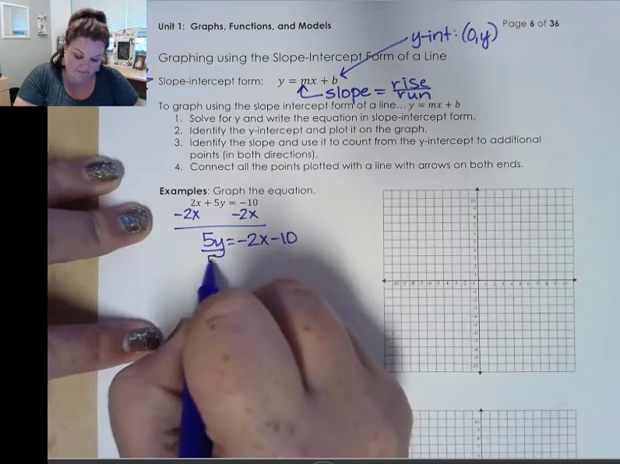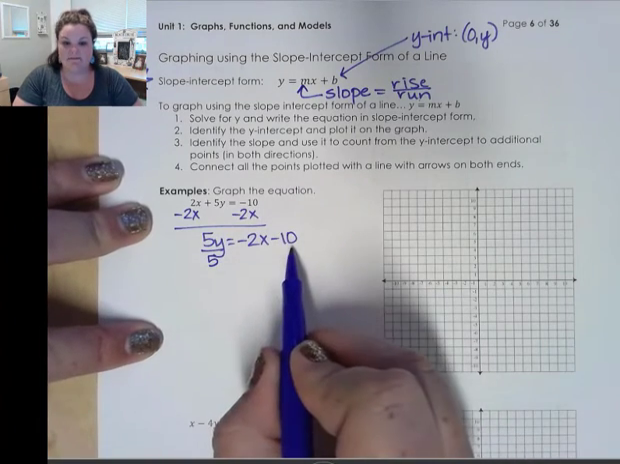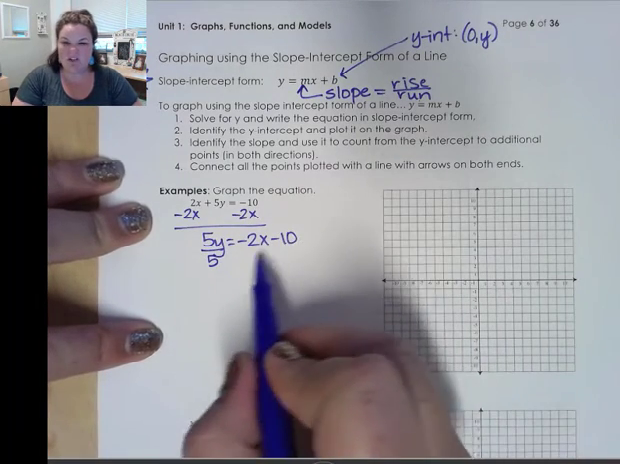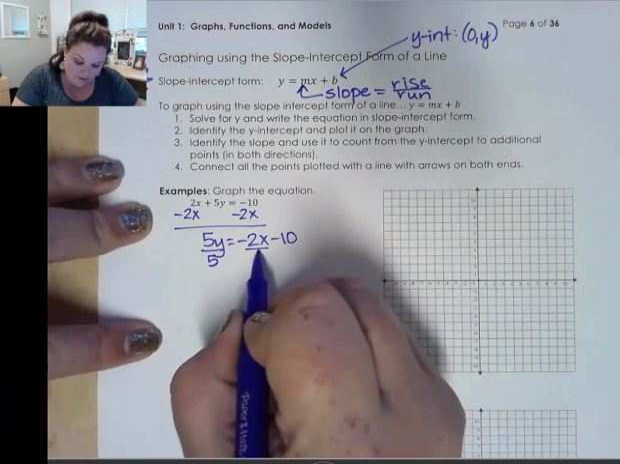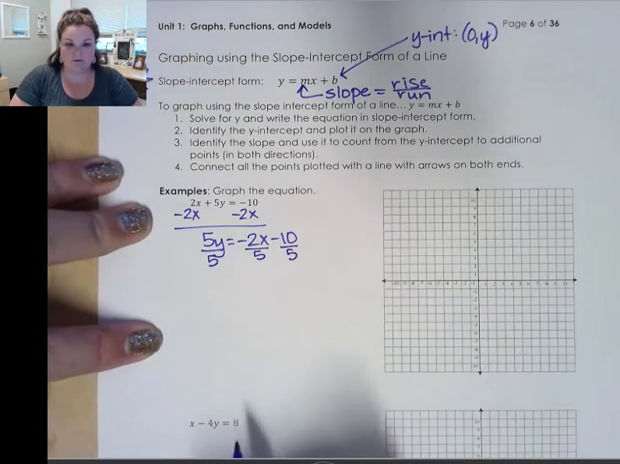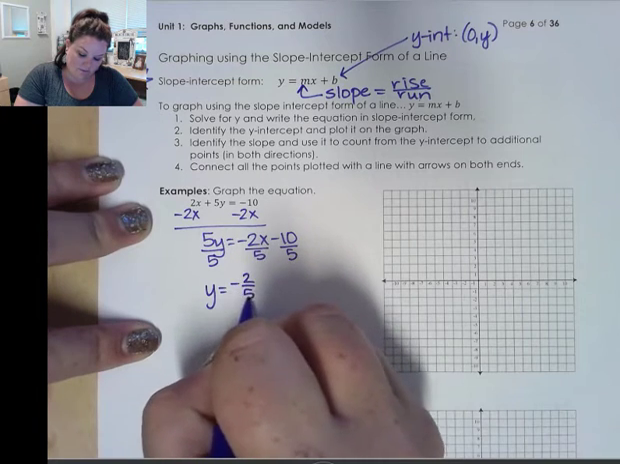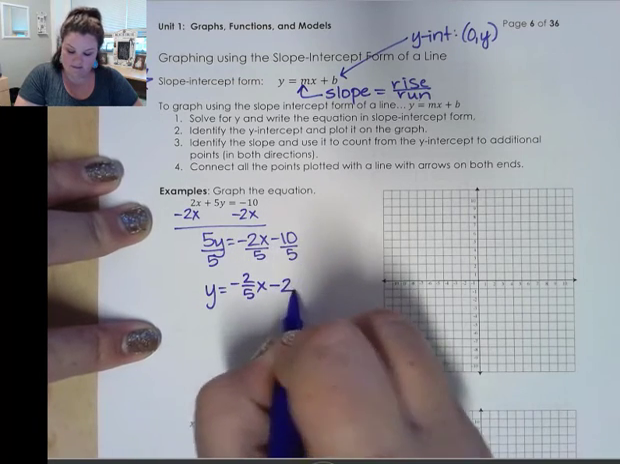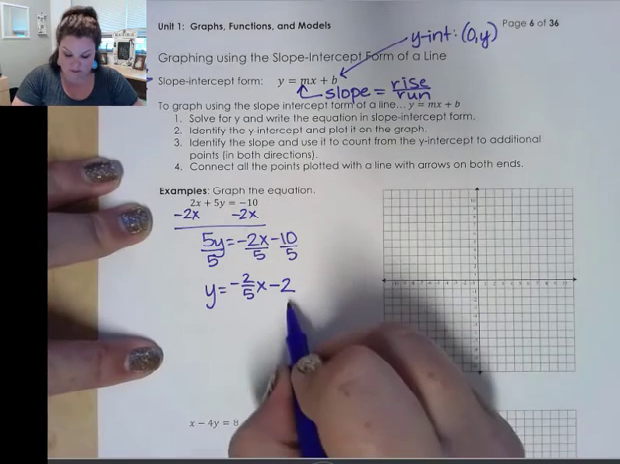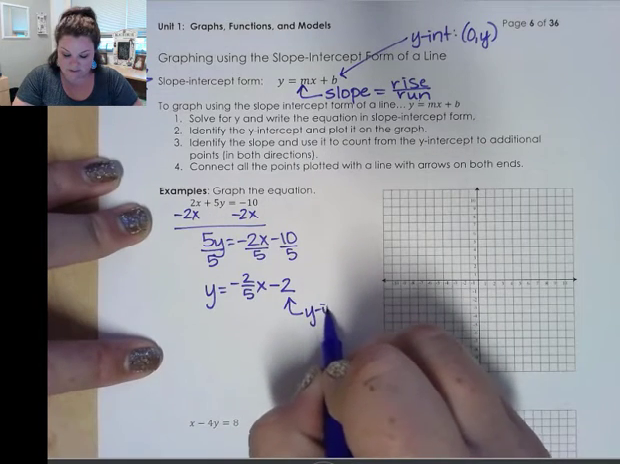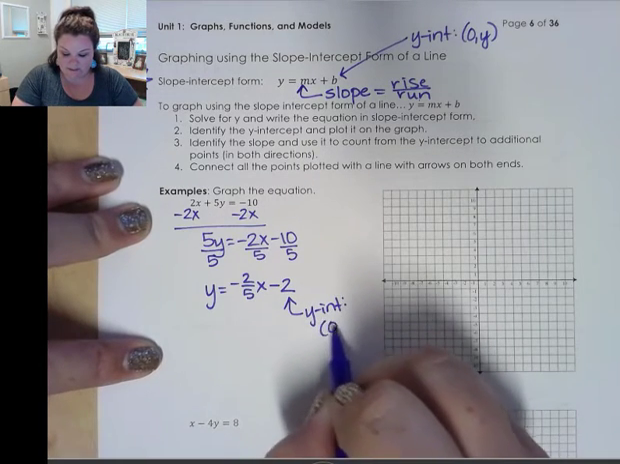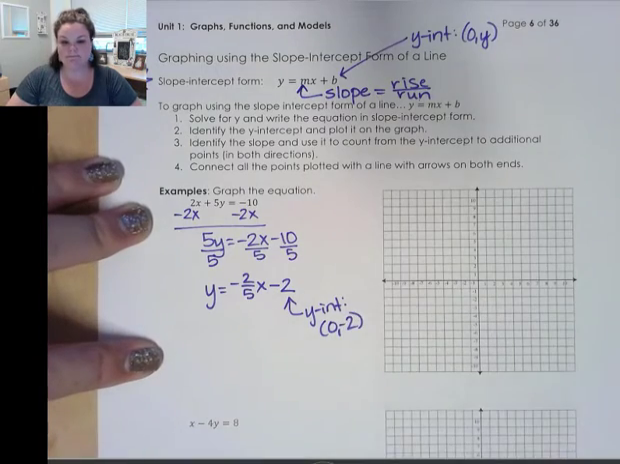Now, if I divide the 5 off of this side, I need to divide it off of this side, right? But since there's more than one term, I'm going to go ahead and just write the 5 underneath each term. So that gives me y is equal to -2/5 x minus 2. Okay? So this is going to be my y-intercept. So my y-intercept is 0, -2.